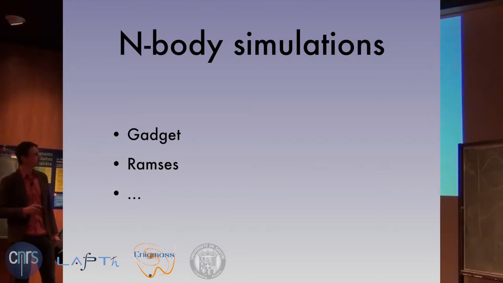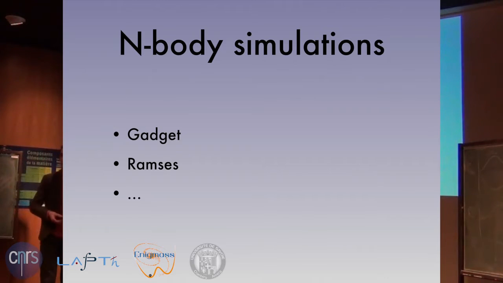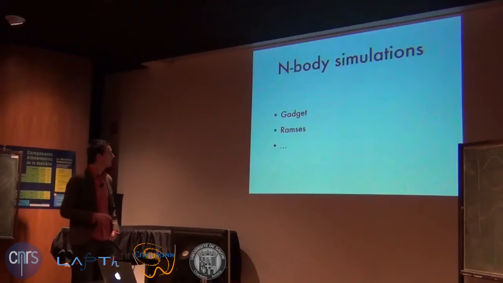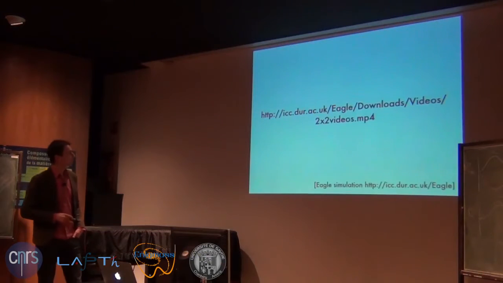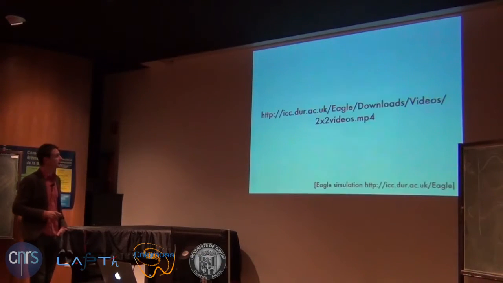So these are two very important N-body codes that are available on the market. You download them, compile them, and play with them. And then you get things like this.